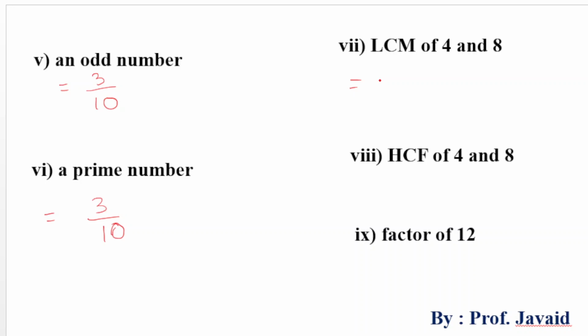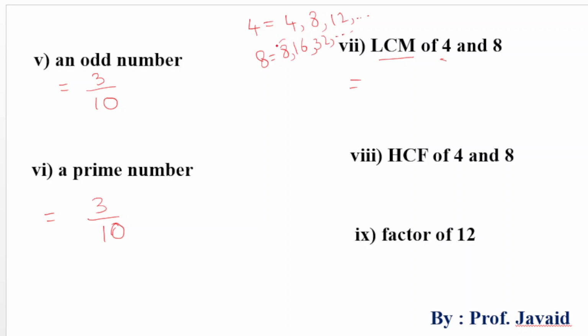So LCM of 4 and 8. It could be difficult for some students, but it is not difficult. LCM means least common multiple. So let me write for 4: 4, 8, 12 and so on. And for 8, let me write 8, 16, 32. So these are the multiples.